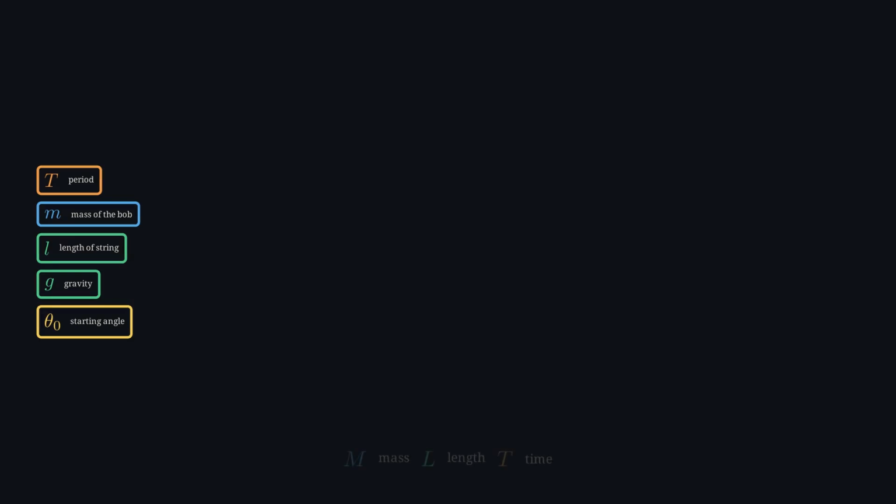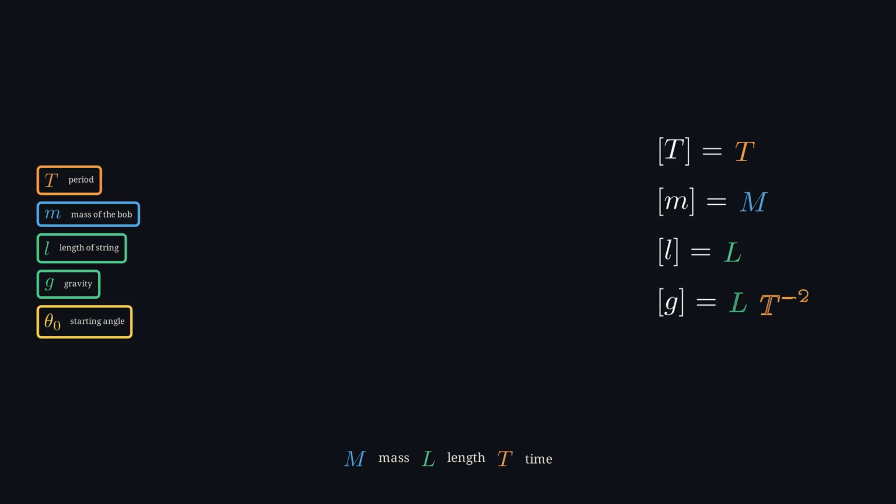Now the trick behind all of this. Every quantity is secretly a recipe of just 3 ingredients: mass, length, and time. The period is a time. Mass is mass. Length is a length. Gravity is a length divided by time squared. And the angle? It's an arc over a radius, a length over a length, so it has no units at all. It's pure number. And this is where a beautiful piece of machinery kicks in, the Buckingham Pi theorem.